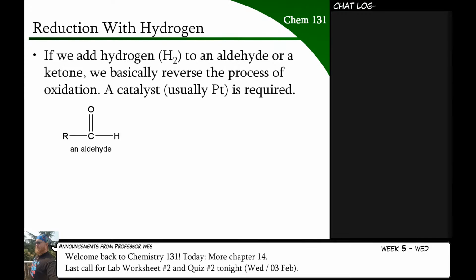So if I take an aldehyde, and I react it with hydrogen, and I have a catalyst, what ends up happening here is, let me get the pen. So I'm going to add H across the double bond. One of them's going to go here, one of them's going to go there, and I'm going to break the bonds. And so I end up making an alcohol here. Not only is it an alcohol, it's a primary alcohol.